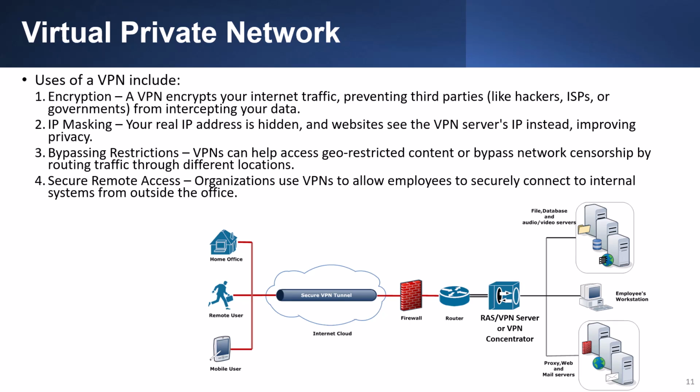Uses of a VPN include encryption, where a VPN encrypts your internet traffic, preventing third parties like hackers, ISPs, or governments from intercepting your data. IP masking is when your real IP address is hidden and websites see the VPN server's IP instead, improving privacy. Bypassing restrictions is when VPNs can help access geo-restricted content or bypass network censorship by routing traffic through different locations. Secure remote access is when organizations use VPNs to allow employees to securely connect to internal systems from outside the office.